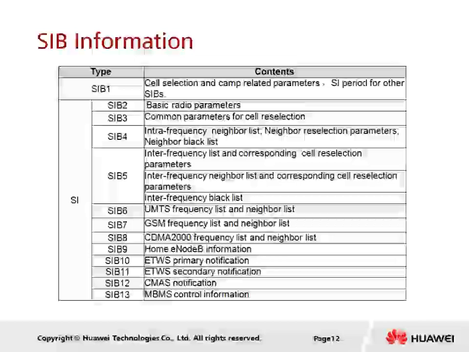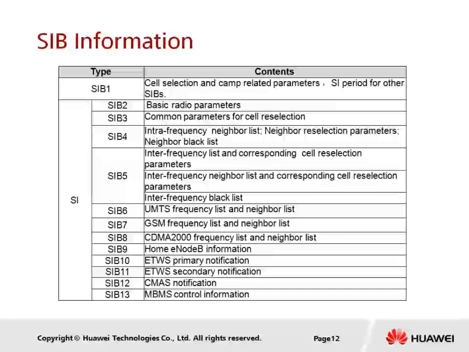So after decoding the MIB, the user has to decode the most important SIBs. There are a total of 13 SIBs, where SIB1 and SIB2 are mandatory. SIB1 carries all information about cell selection and cell camping related parameters, where the most important information carried by SIB1 is the PLMN tag. So the user has to decode SIB1 in order to compare the PLMN tag carried by SIB1 with the one decoded from the SIM card.